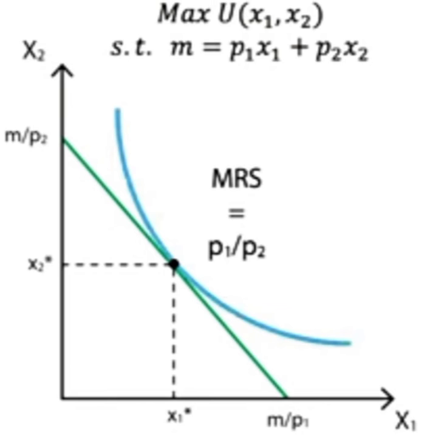At this point, the marginal rate of substitution, quoted as MRS, which is equal to the slope of the indifference curve, will be equal to the price of the first good divided by the price of the second one, which is the slope of the budget constraint.